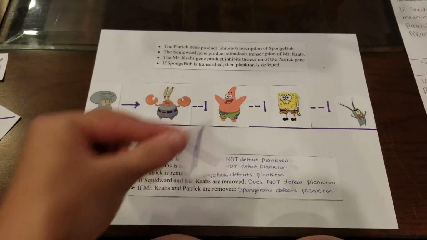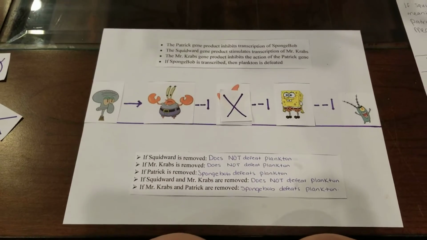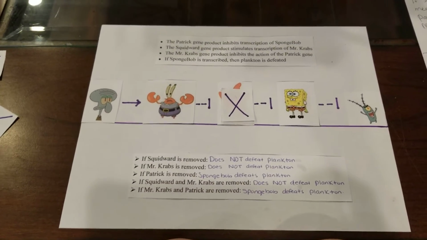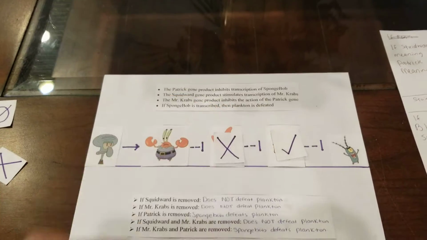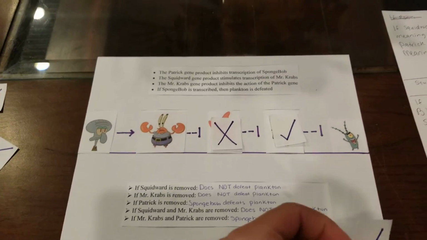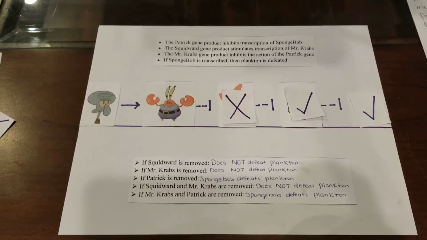So if Patrick is removed, then that means he is not available to block SpongeBob, so SpongeBob is available to block Plankton, meaning that Plankton is defeated.